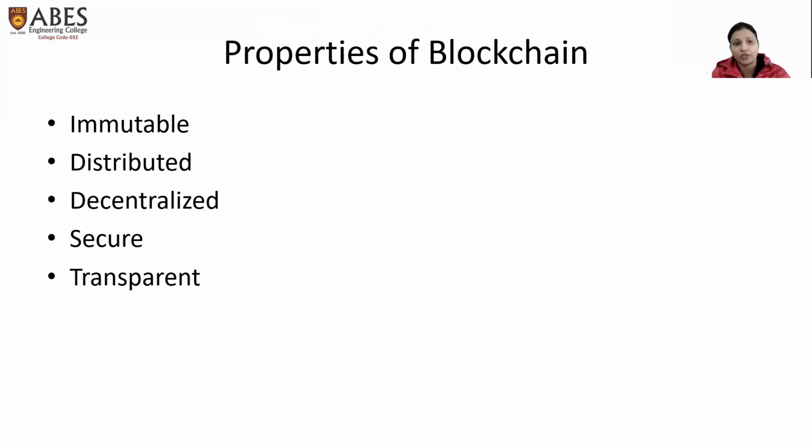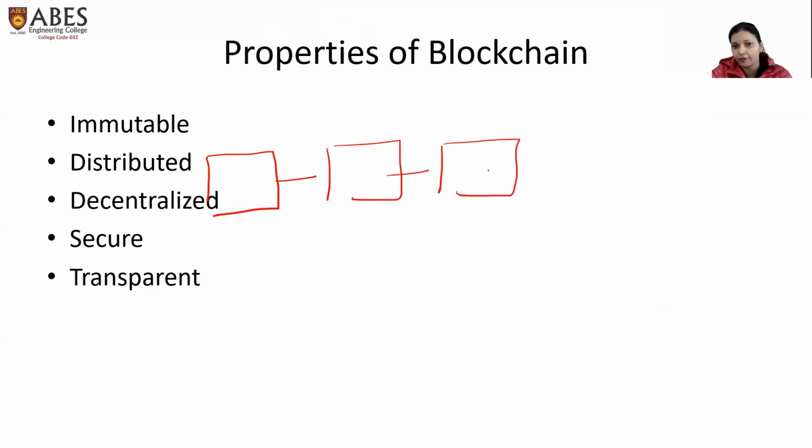Different properties of blockchain. The first property is immutable. The blockchain is immutable. What makes a blockchain immutable? The cryptographic hash function by which these blocks are linked. For example, we already discussed that each block has the hash of the previous block.